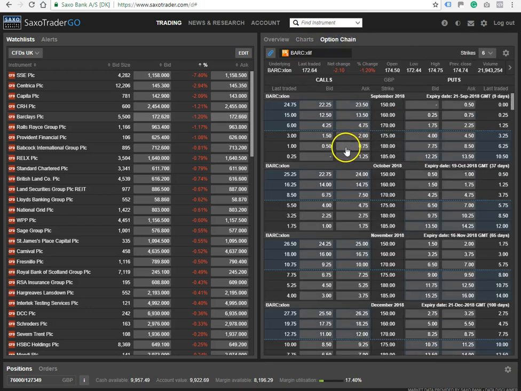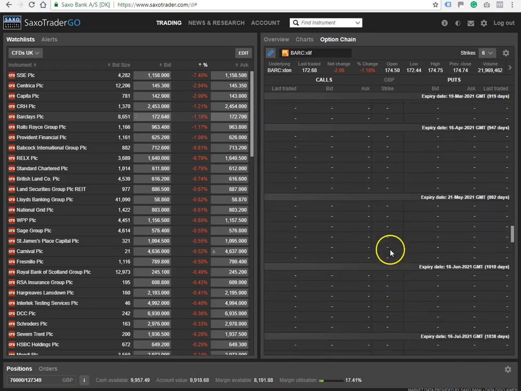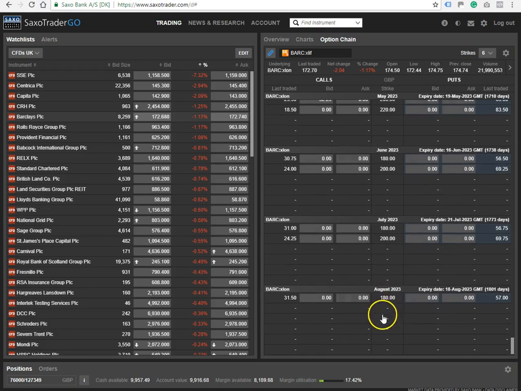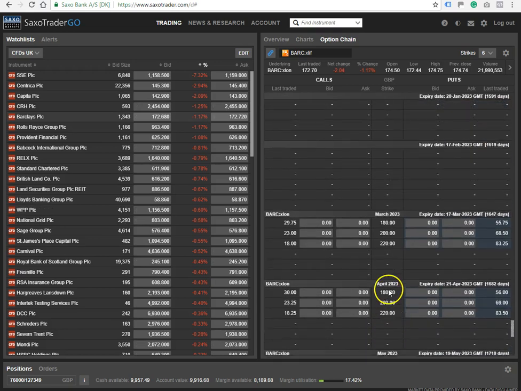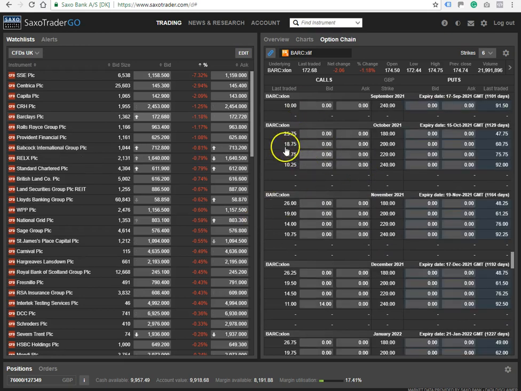Another interesting feature of Saxo, of course, is the option chain. So if you're predominantly long Barclays shares, for example, and you want to buy a bit of protection below the market, they go all the way out, I think, to 2023. So you can buy puts and calls all the way out. If there's a price on exchange, you can trade it.